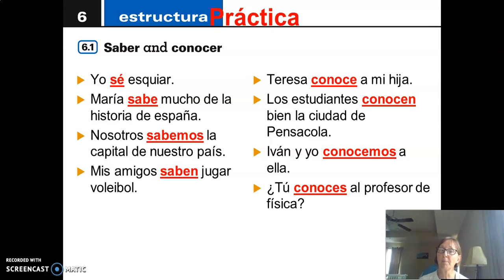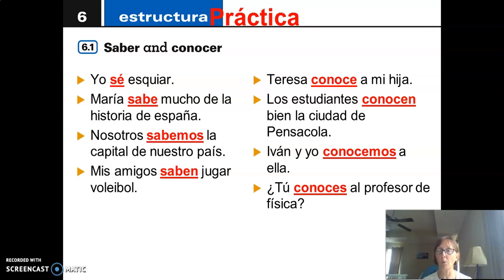Nosotros sabemos la capital de nuestro país. We know the capital of our country. It's a piece of information, facts that we know, right? Es información. Mis amigos saben jugar voleibol. So es una acción, una actividad. It's something that they know how to do. They know how to do something.